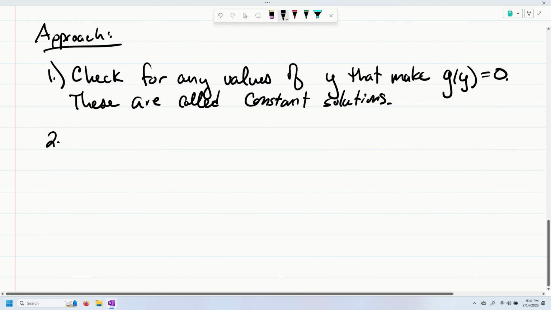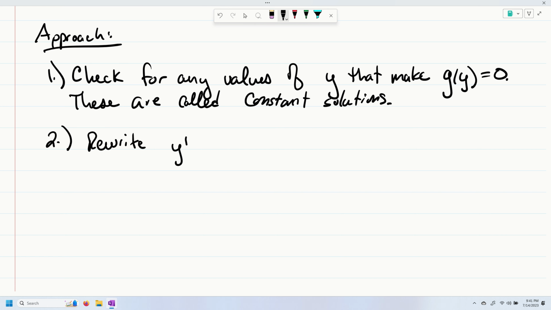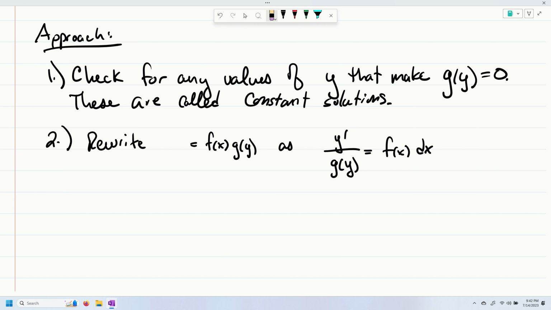Second, you're going to rewrite y prime equals f of x times g of y as y prime over g of y equals f of x dx. Or if you're using Leibniz notation, dy/dx becomes dy over g of y equals f of x dx. So they're the same thing.